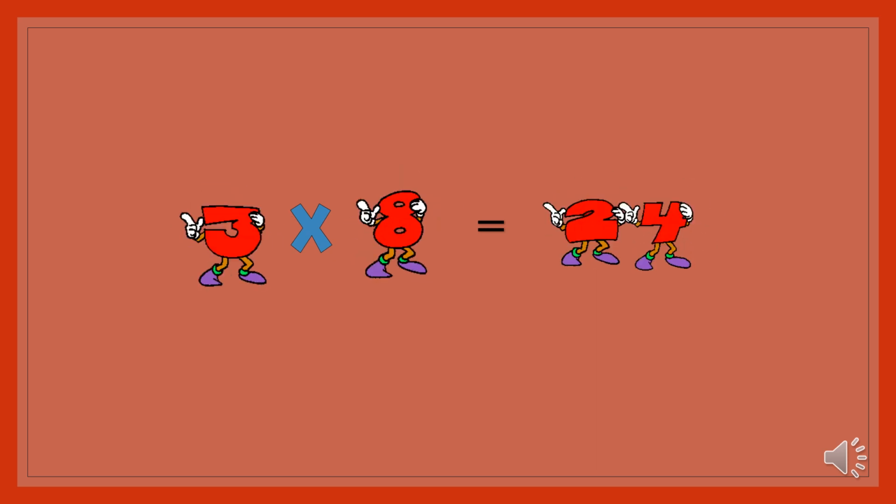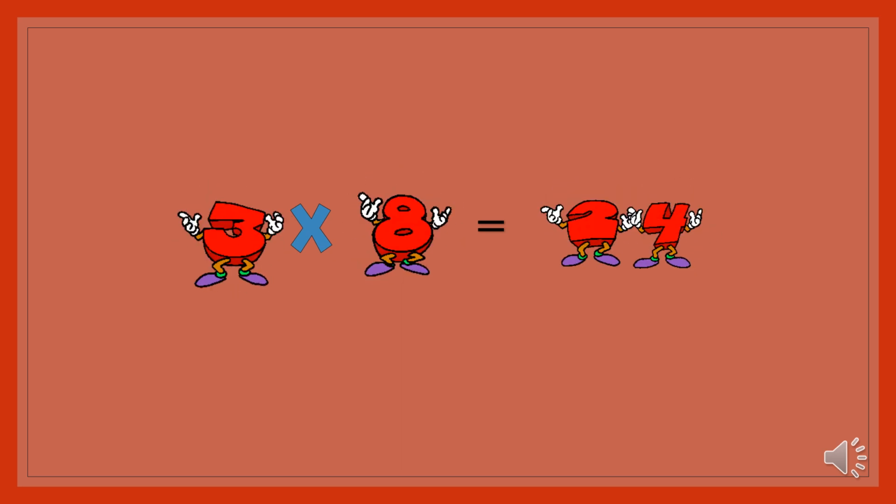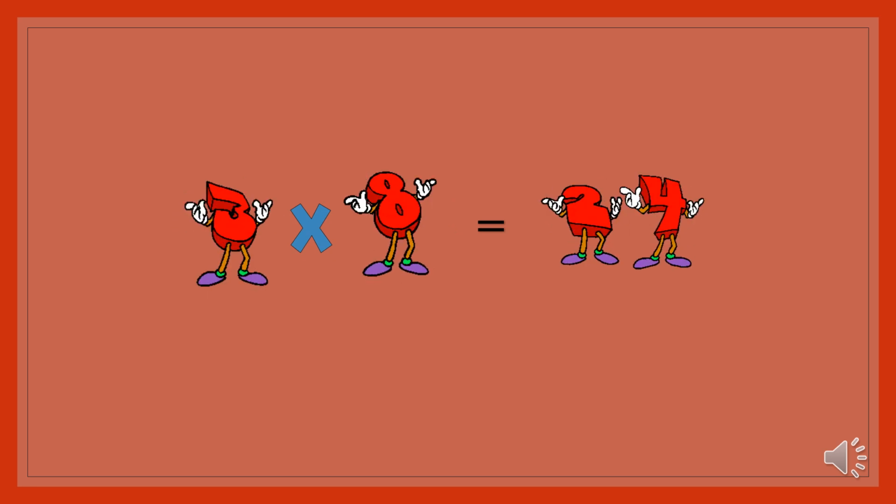It means if 3 times 8 is equal to 24, then 24 is a multiple of 3 and 8, whereas 3 and 8 are the factors of 24. So children, I hope you are clear with the concept of factors and multiples.